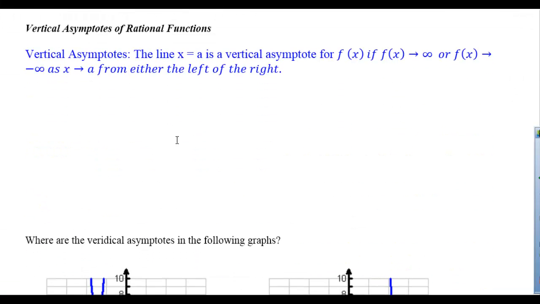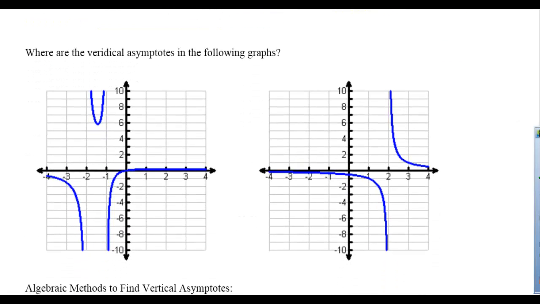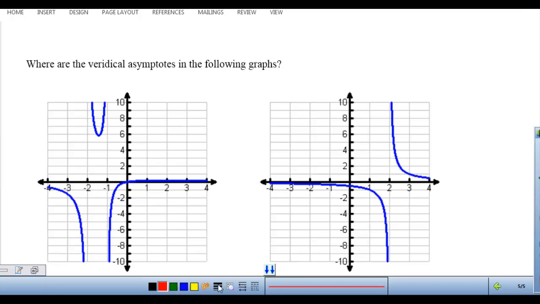Now, vertical asymptotes. The line x equals a is a vertical asymptote for f of x if f of x approaches infinity or f of x approaches negative infinity as x approaches a. So what that means is it's going to get infinitely closer and closer and closer, as you see in the graphs here, to that value, but it will never actually touch or cross it.